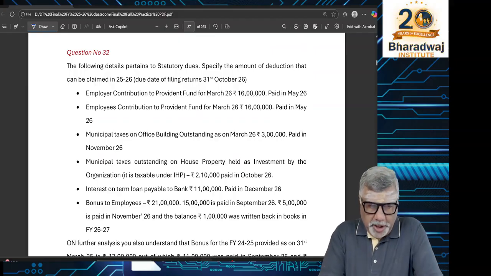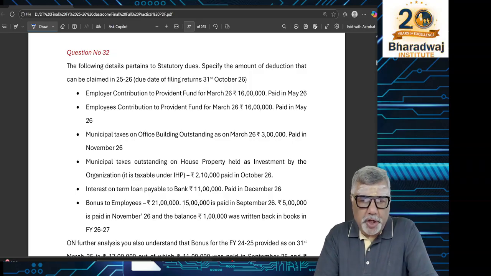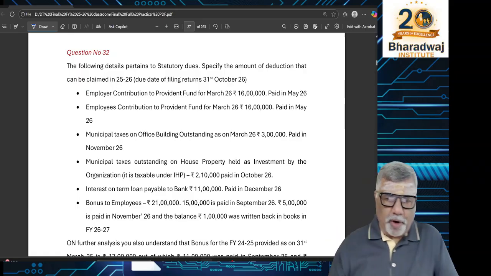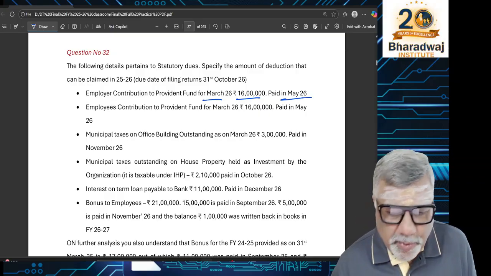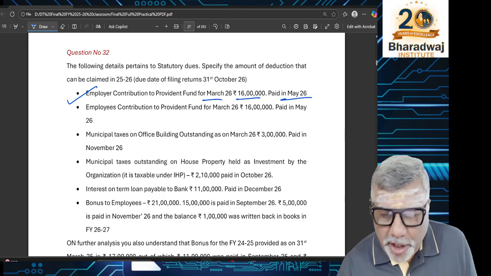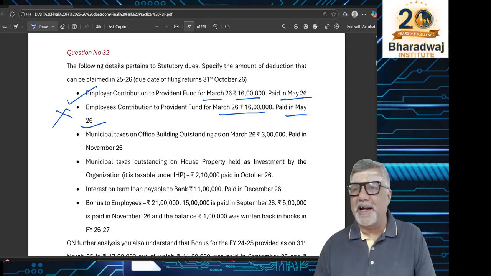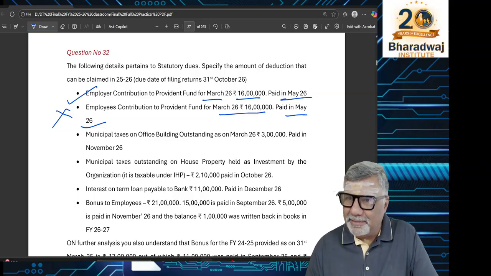Question number 32. The following details pertain to statutory dues. Specify the amount of deduction that can be claimed in the current year. Employers' contribution to Provident Fund, March 26, 16 lakhs, paid in May 26, we can claim it. Employees' contribution, it cannot be claimed. It should be treated as income, because it should be paid before 15th April.